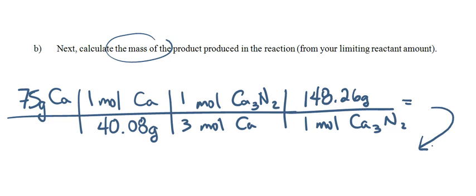So I have that number in my calculator, so let's not retype it. Just hit times, and it should be answer. So answer times 75, and all the rest are ones. Hit divided, open your parentheses, 40.08 times 3, close your parentheses, equals, and it's about 92.5, 92.47. So 92.5 grams of calcium nitride.